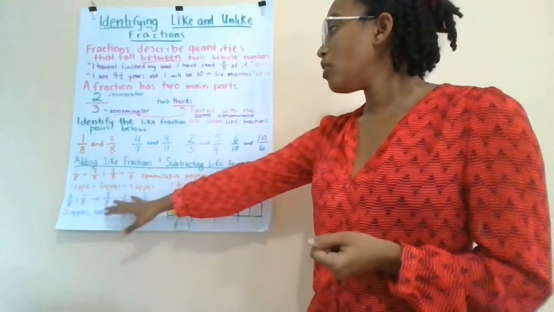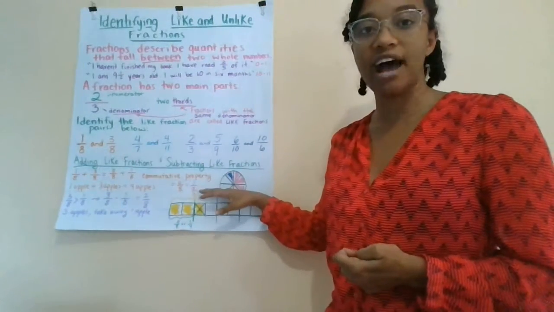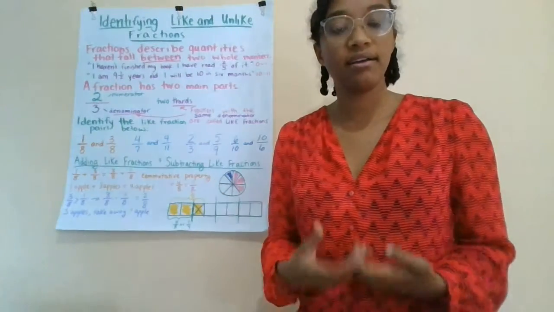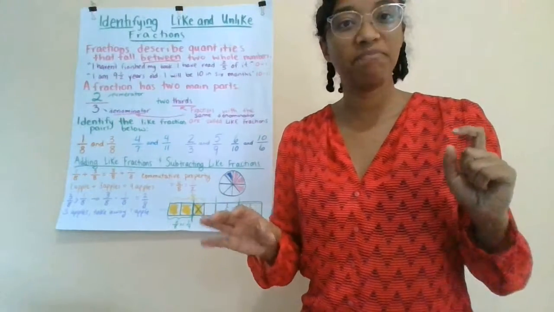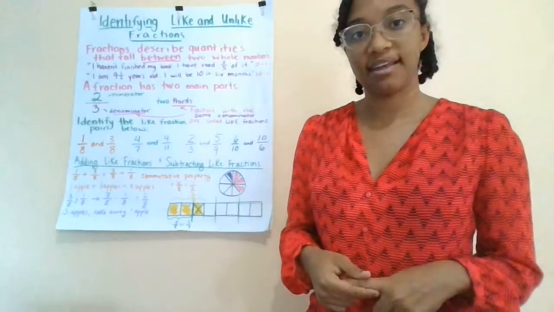Okay, so altogether we've come up with 1/8 plus 3/8 is the same thing as a half, because a half is the same thing as 4/8. This is how we add like fractions. We add the numerators and keep that denominator the same. At the end, we simplify if it's needed. Now let's work on subtracting like fractions.